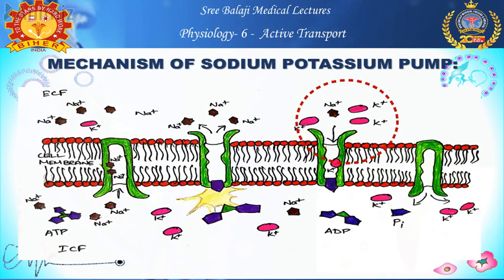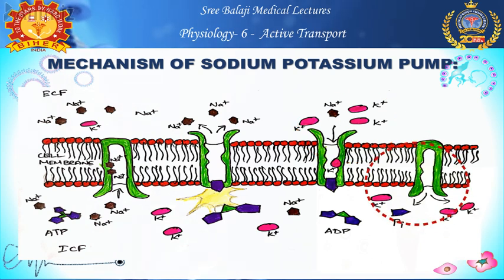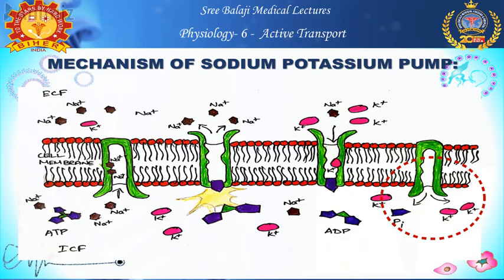After potassium binds, the phosphate group detaches from the pump. This triggers another shape change. The pump returns to its original inward facing position. Now affinity for potassium decreases. The 2 potassium ions are released inside the cell. Now the pump is ready to start the next cycle.